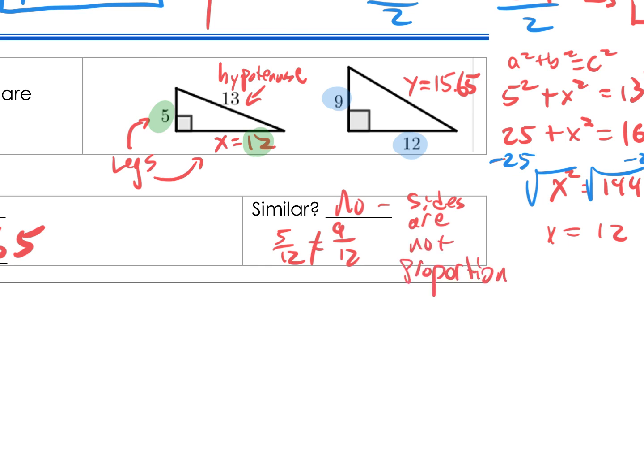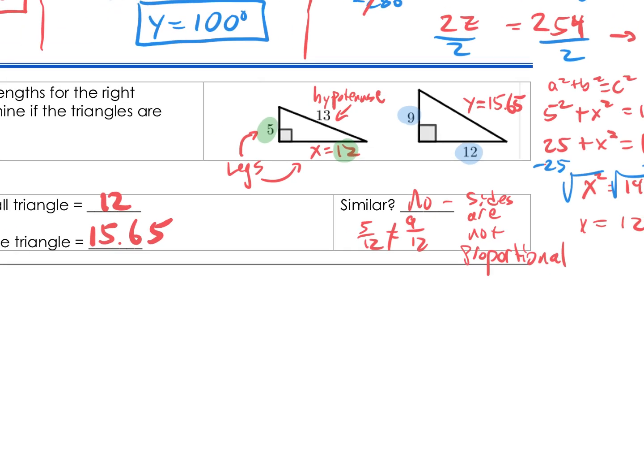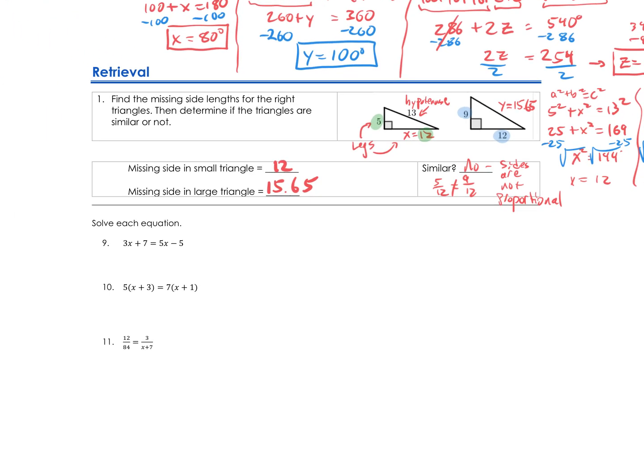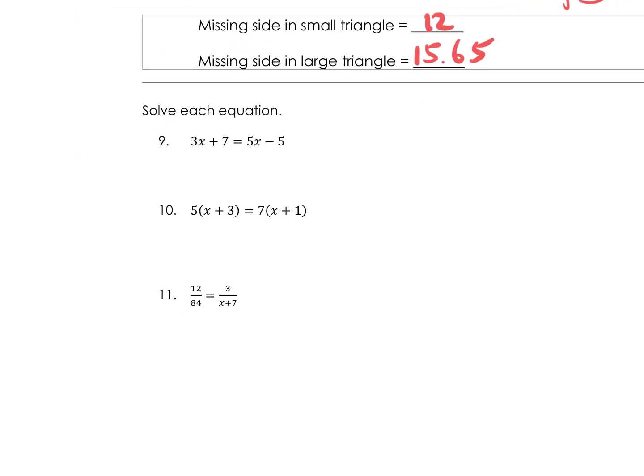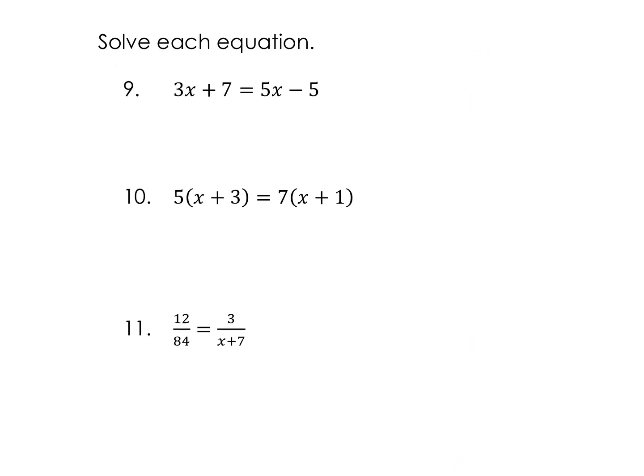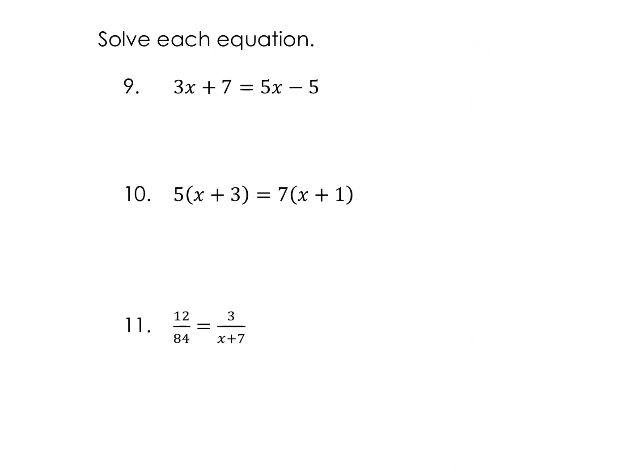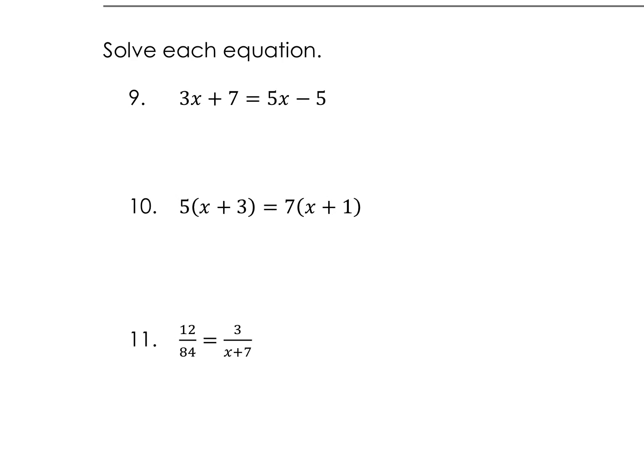To be similar, the sides have to be proportional and the angles have to be congruent. Right? Well, a little bit of algebra review here. Again, if you haven't done so and you want to, pause and see if you can do this. Let's give it a try, see what we can remember.